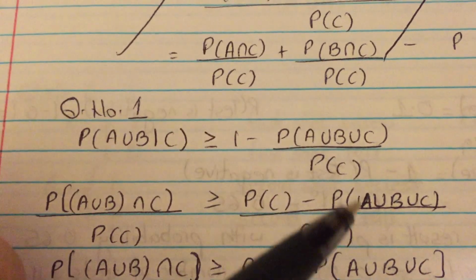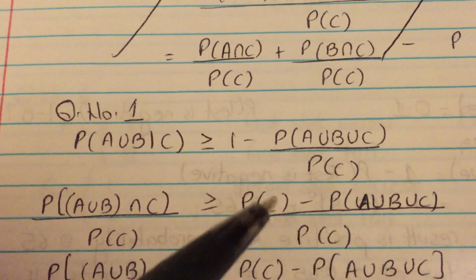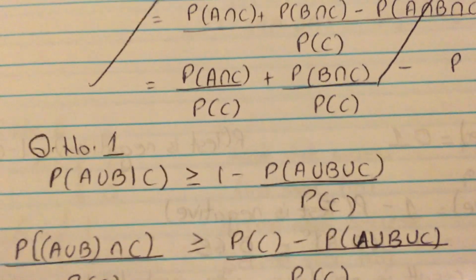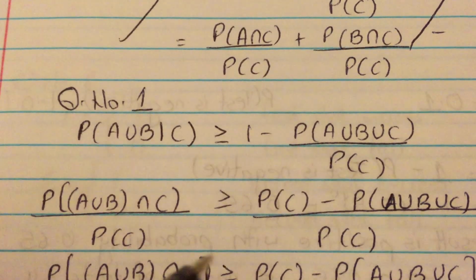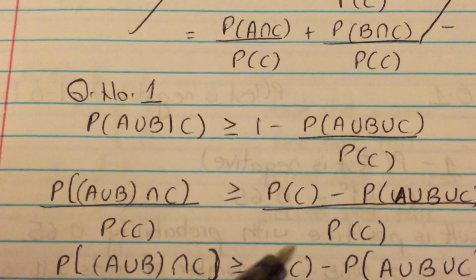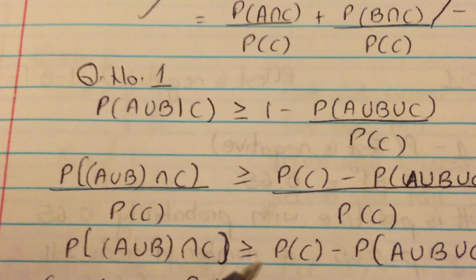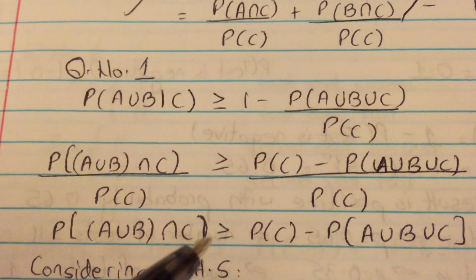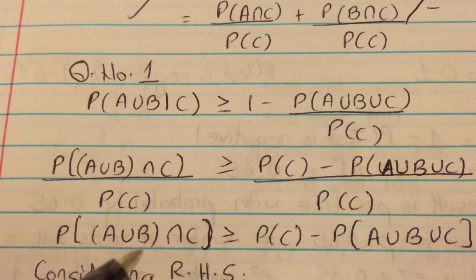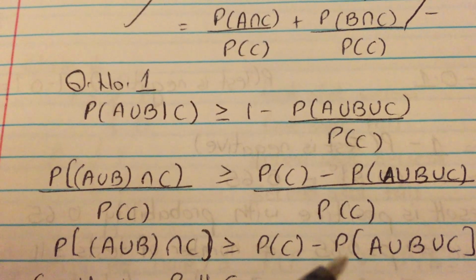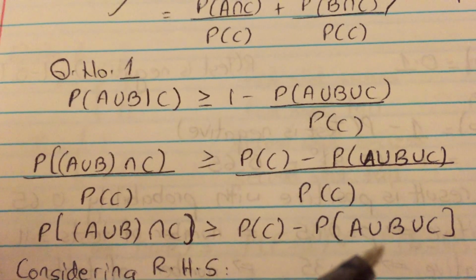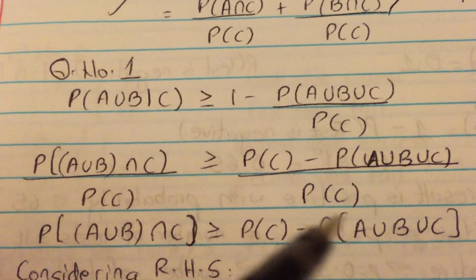So now the good thing about this is that we have one fraction on the right hand side and one fraction on the left hand side, and both denominators are common. So we can cancel the denominators, and this then becomes a nice inequality, which is that probability of A union B intersection C is greater than or equal to probability of C minus probability of A union B union C.